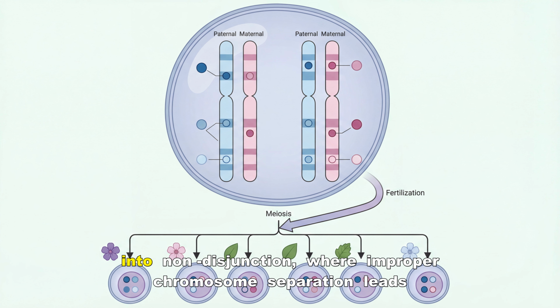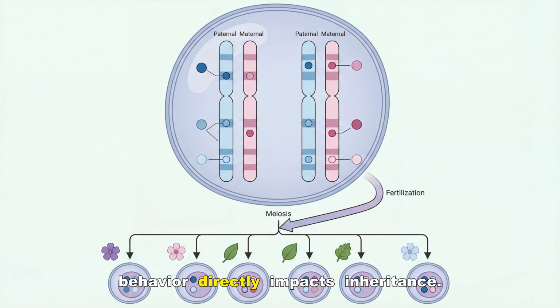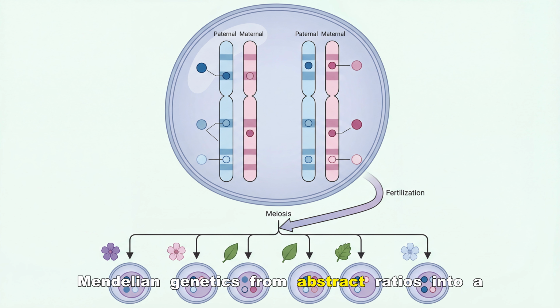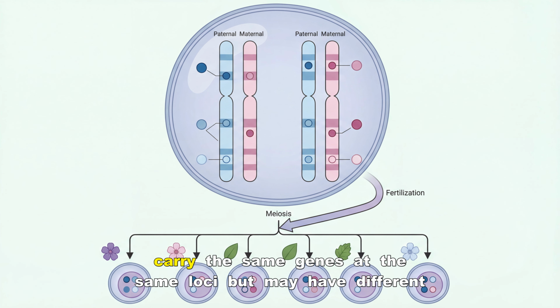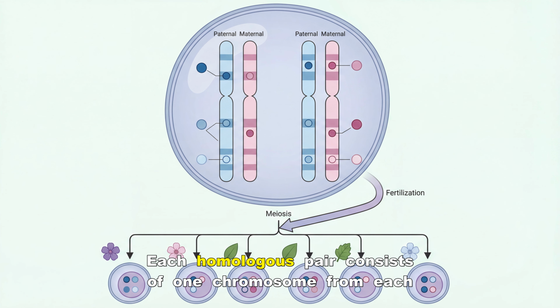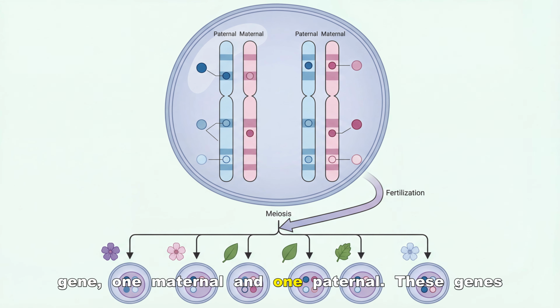This concept also ties into non-disjunction, where improper chromosome separation leads to disorders like Down syndrome, reinforcing that chromosome behavior directly impacts inheritance. Understanding that genes are physically located on chromosomes turns Mendelian genetics from abstract ratios into a concrete, mechanistic process. Homologous chromosomes carry the same genes at the same loci but may have different alleles, which explains variation in inherited traits. Each homologous pair consists of one chromosome from each parent, meaning you inherit two copies of every gene, one maternal and one paternal.